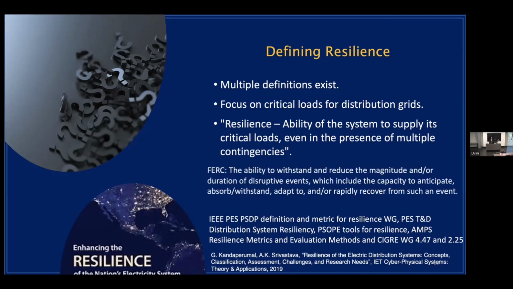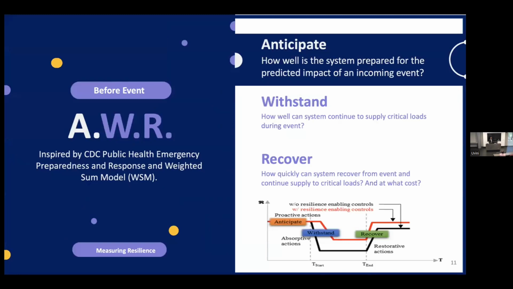Even FERC defines it as the ability to withstand and reduce the magnitude. And what we took from that definition, because it was more comprehensive, are these three words: anticipate, withstand, and recover, right? So basically, the three words that we took are from the FERC definition, and these three also appear in different documents, as we see.